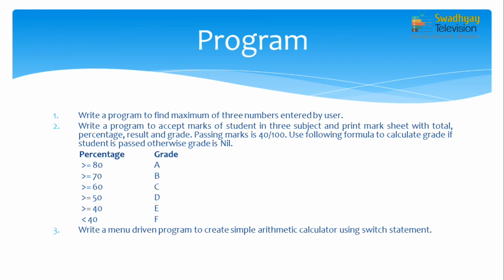In the second program, we want to accept marks of a student in 3 subjects and we want to calculate result, grade, total, percentage, etc. based on conditions. We decide the grade of the student, which is also shown on screen. If it is greater than or equal to 80, we decide the grade to be A and so on.